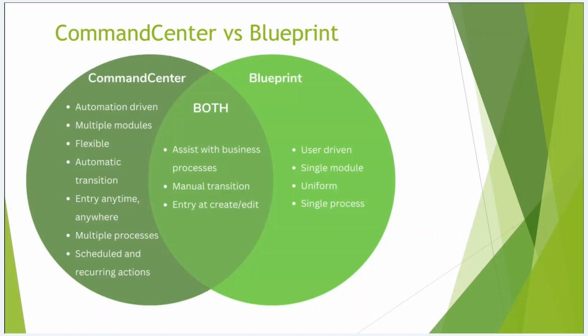So the differences between CommandCenter and Blueprint can be a little confusing. So we made this diagram to assist you in discerning when you should use one or the other. Blueprint is user-driven, takes place in a single module, is used for uniform processes, and captures a single process. CommandCenter is driven by automation, combines multiple modules, is flexible, transitions are automatic, and a record can enter anytime from anywhere. It combines multiple processes, and you can schedule actions and create reoccurring actions.